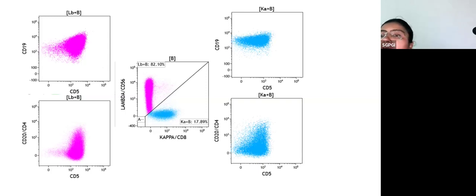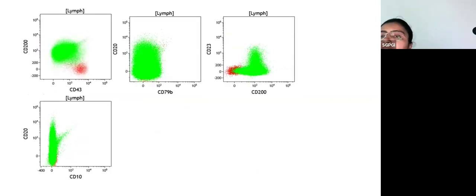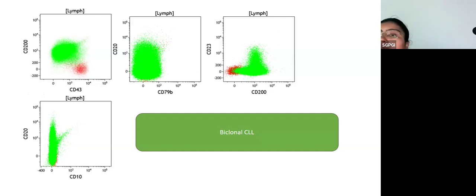So this is a case of CLL where there are two clones, the dominant one expressing lambda and the minority expressing kappa. If you look at further tubes, you realize that the entire B cell population is positive for 200. It expresses 43 at a dim intensity. It is 79B negative. So it fits in with all the other findings of a CLL. So this is a biclonal CLL, having two different clones but the same disease.